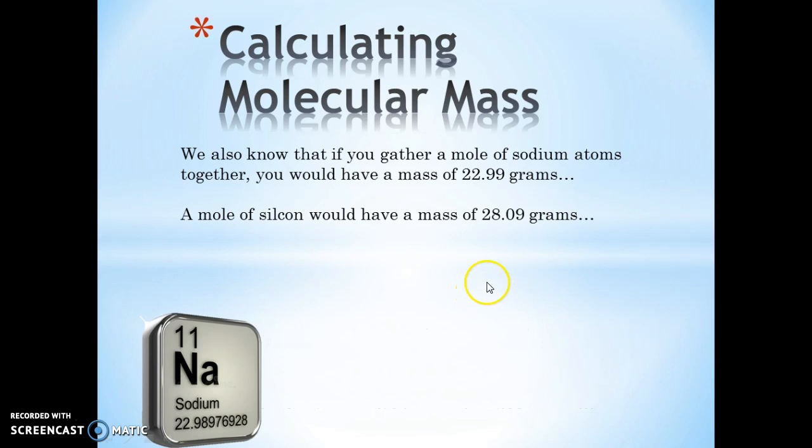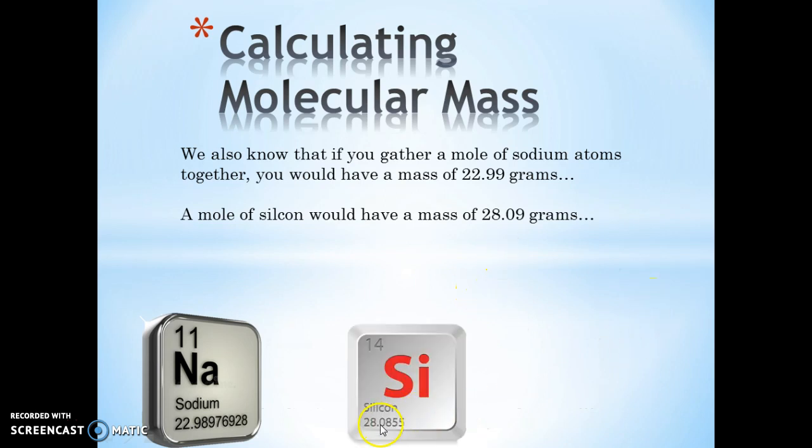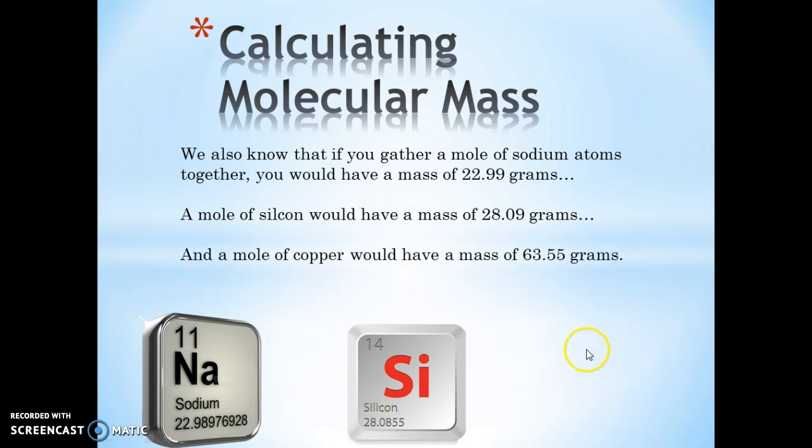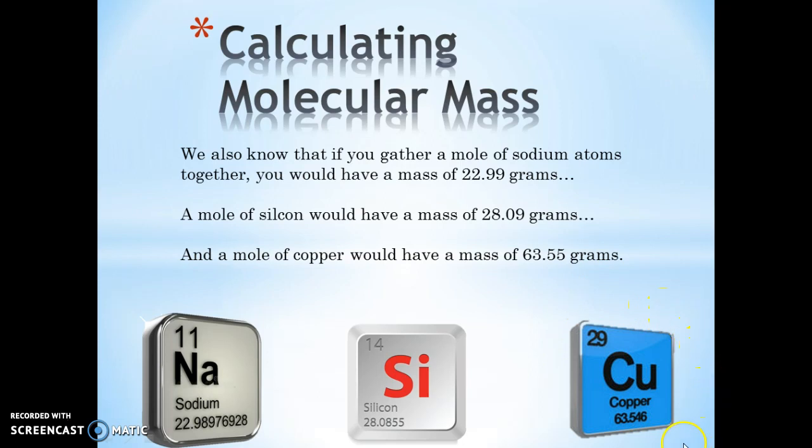A mole of silicon would have a mass of 28.09. Again, if we look at a periodic table, 28.0855 rounds to 28.09. And a mole of copper, of course, would be 63.55. So a mole of any particular element can be determined by simply looking at the atomic mass for that particular element. If you're looking at the atomic mass, you're finding out how many grams you would have if you had 6.02 times 10 to the 23rd of those things together.